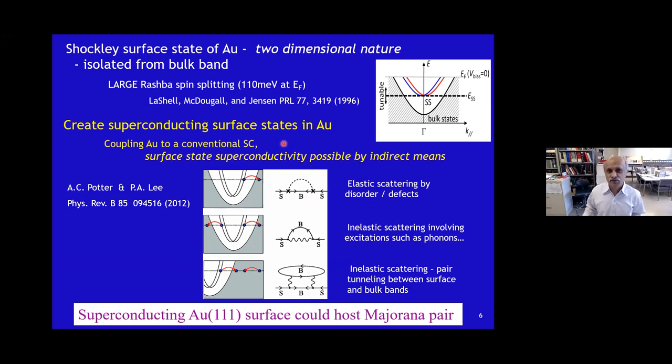So then, of course, what we had to do is couple this gold to conventional superconductors, any s-wave superconductor. Then you can look for this surface state superconductivity. That's our first goal. Once you have this superconducting surface state, gold 111, one should be able to host the Majorana pair.